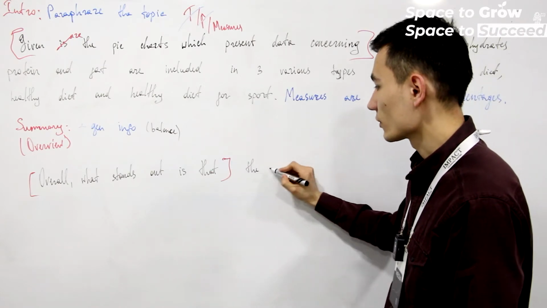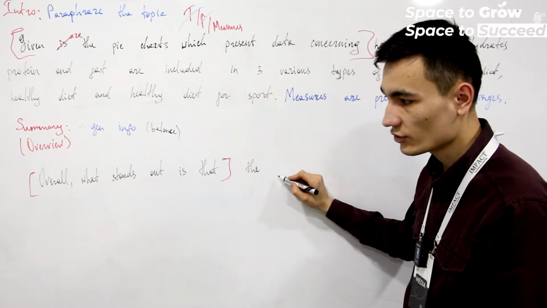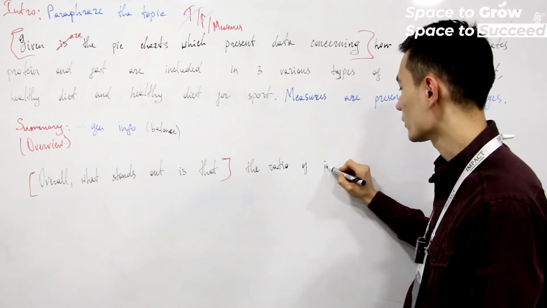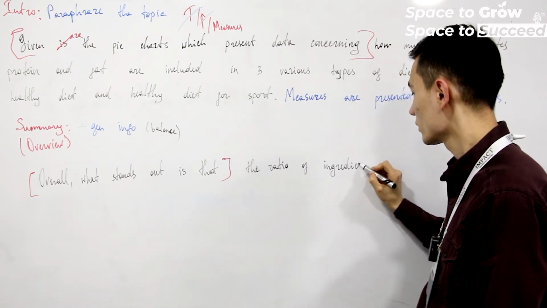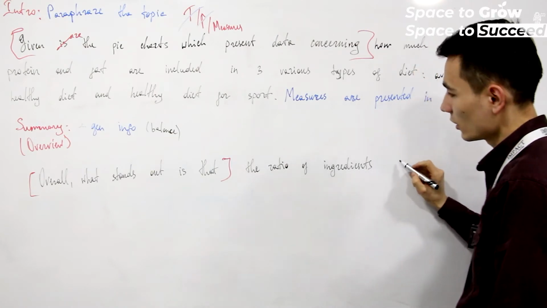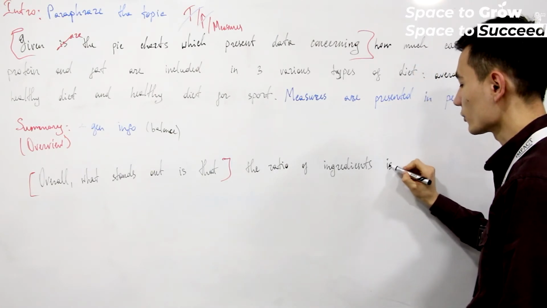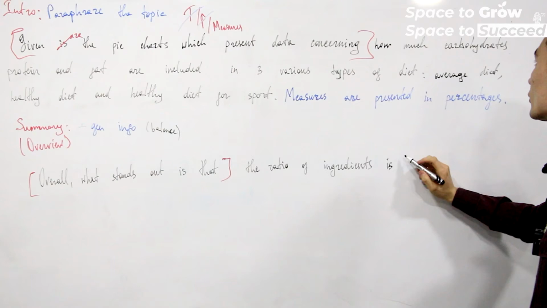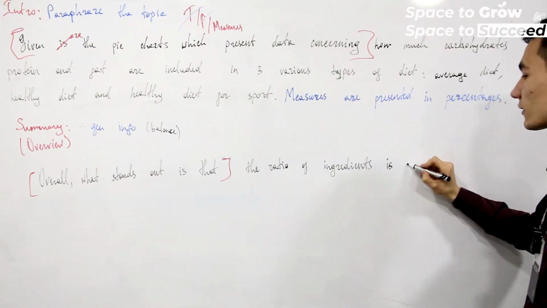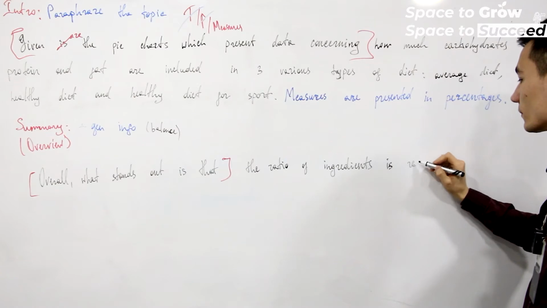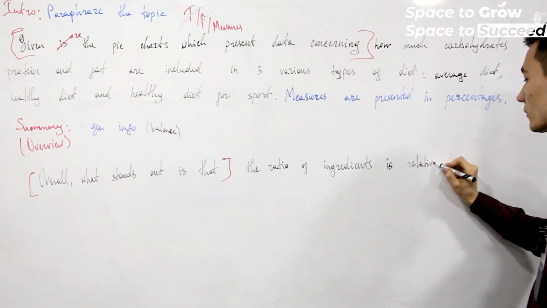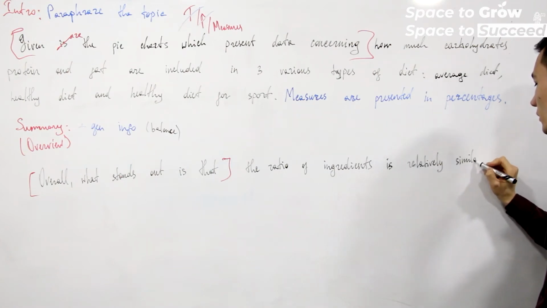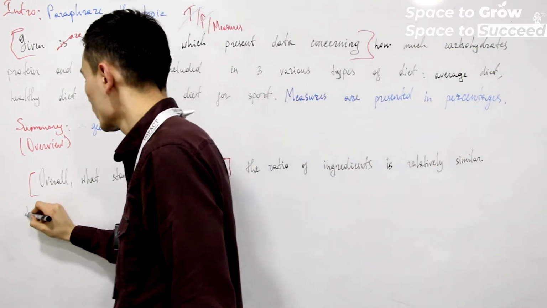So I say the proportions, or the levels, or the ratio of ingredients was, or rather is, because it's present. We don't have a time period, so we have to use present. If you don't have a time period, you have to use present, guys. So pay attention to this fact. The ratio of ingredients is relatively similar to each other.